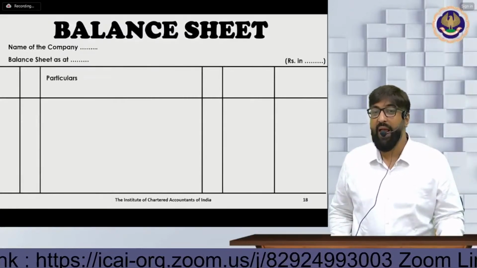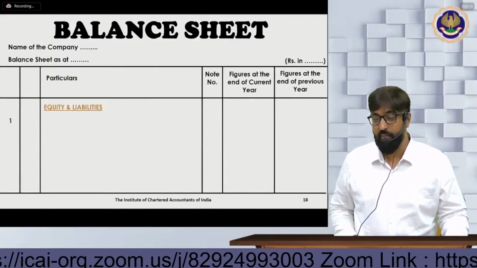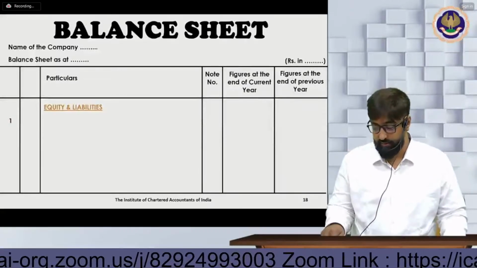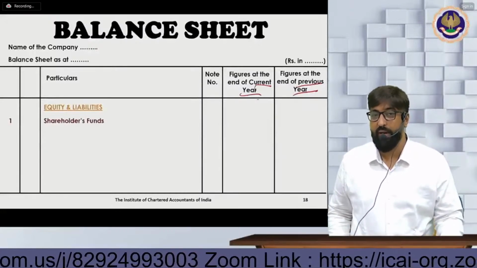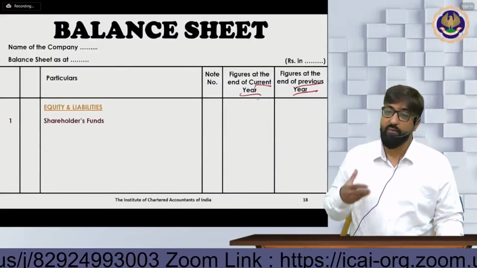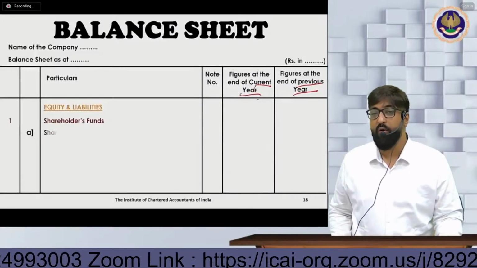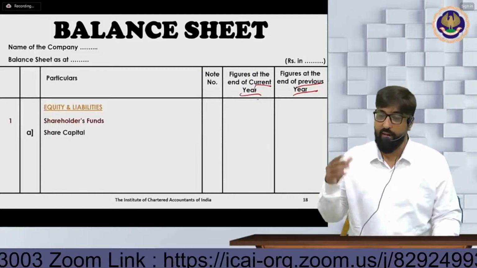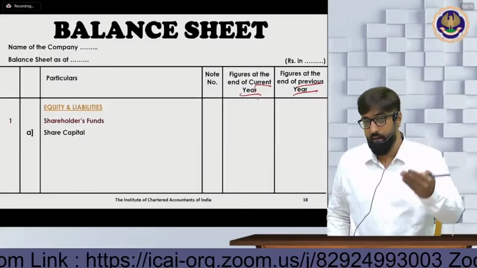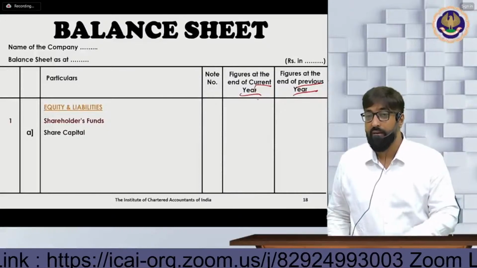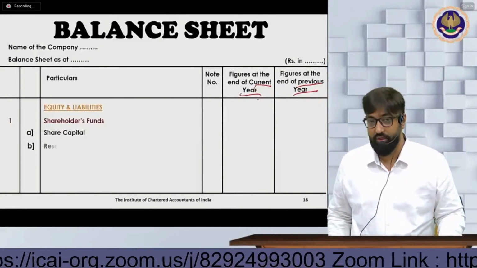Okay, so we have this Schedule 3 in which we have comparatives. Comparatives means current year figures and previous year figures. And we have this pro forma, equity and liabilities. Equity means that which is contributed by the owners or shareholders. So what shareholders contributed will be recorded in share capital, that is equity share capital and preference share capital. I'm not going to read the detailed pro forma because we do not have that much time. I'm going to focus on the practical part, that illustration part.